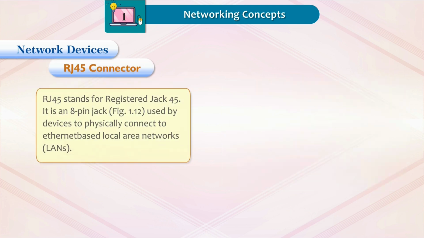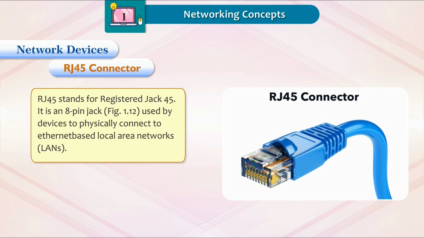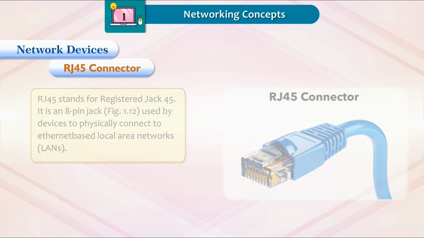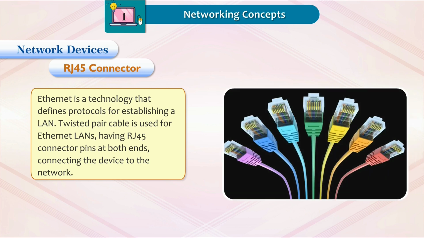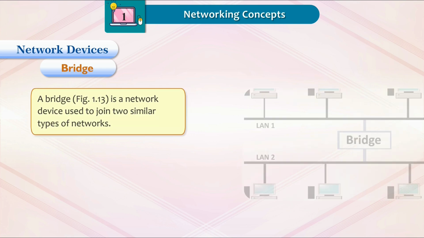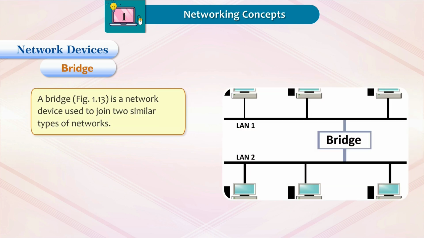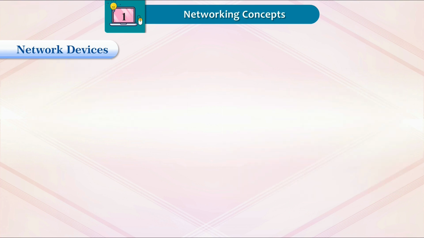RJ45 connector. RJ45 stands for Registered Jack 45. It is an 8-pin jack used by devices to physically connect to Ethernet-based local area networks or LANs. Ethernet is a technology that defines protocols for establishing a LAN. Twisted pair cable is used for Ethernet LANs, having RJ45 connector pins at both ends connecting the device to the network. Bridge. A bridge is a network device used to join two similar types of networks.